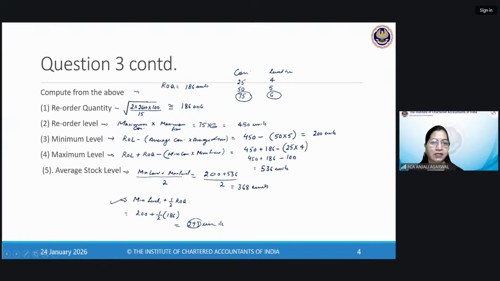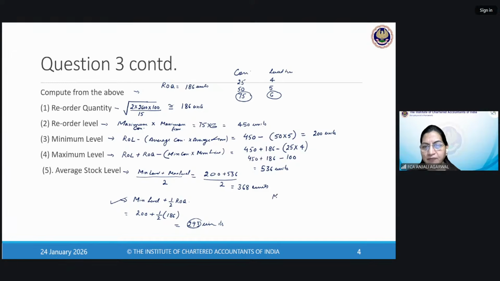So this is how you calculate the reorder level, minimum level, maximum level, and danger level. Let's say the lead time in danger was just 2 weeks. So 2 weeks into 50, 100 would be the danger level of stock, right?